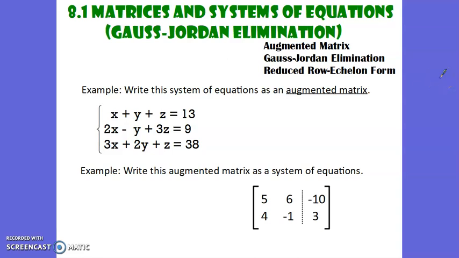Alright, this video is meant to help you understand how to use augmented matrices to solve systems of equations. So one thing we can do with systems of equations is rewrite them as a set of matrices. And again, this basically comes from separating the variables from the coefficients and making a system of equations into basically a matrix equation.